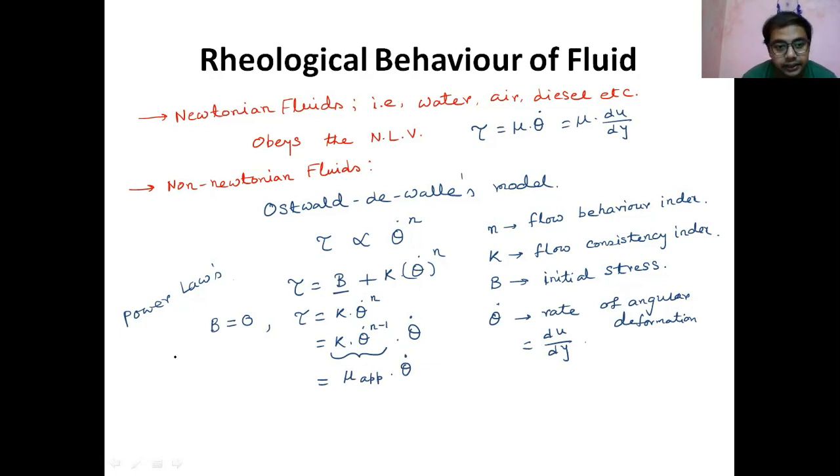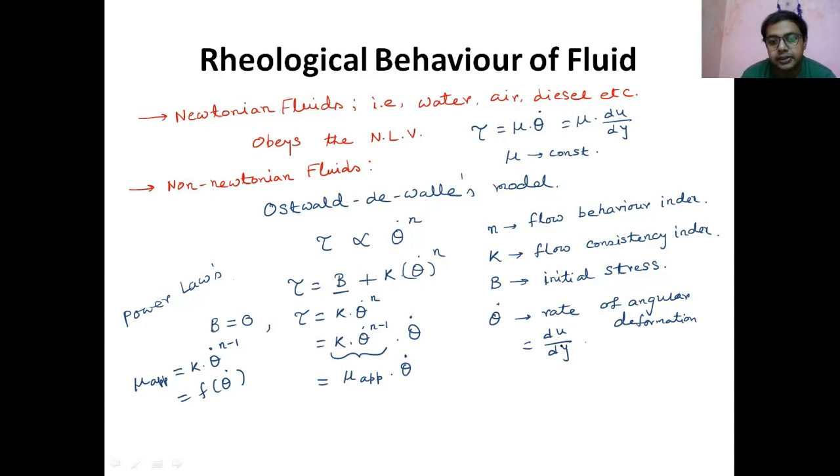But the viscosity we get here is not a constant. Previously it was a linear relationship, and that's why the dynamic viscosity was a constant. But here the apparent viscosity is not a constant. It depends on the strain rate, that means it is a function of theta dot. So if you change theta dot, the apparent viscosity will also change. In this way, we are doing the classification.